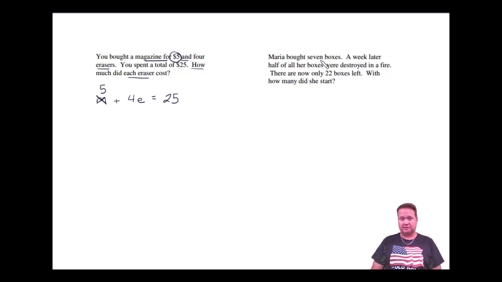Maria bought 7 boxes. And then it says a week later, half of all her boxes were destroyed in a fire. That's sad. And now there's only 22 boxes left. That means she had to have some more. She only bought 7, so somewhere she had a big old pile of boxes. And whatever she had, somewhere in there she bought 7 more. But I had a bunch. In fact, I will just write, we had a bunch.